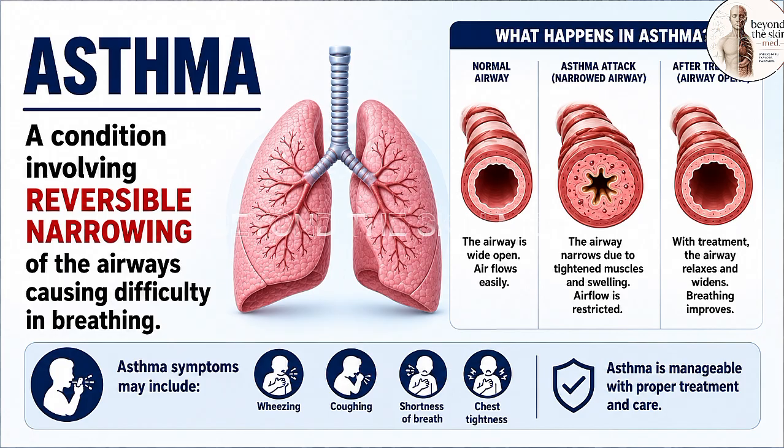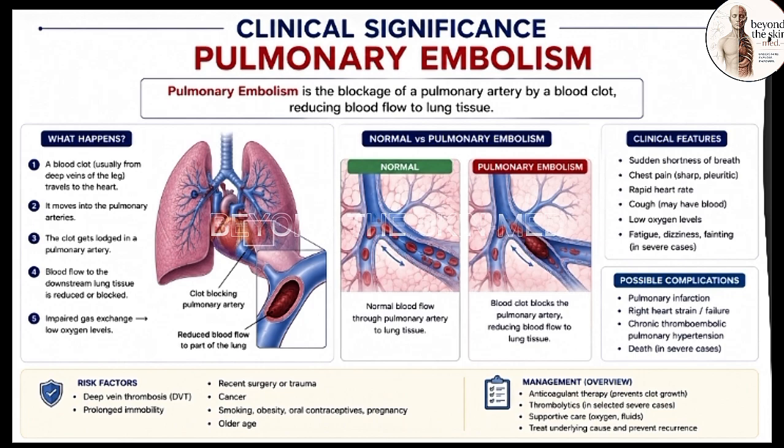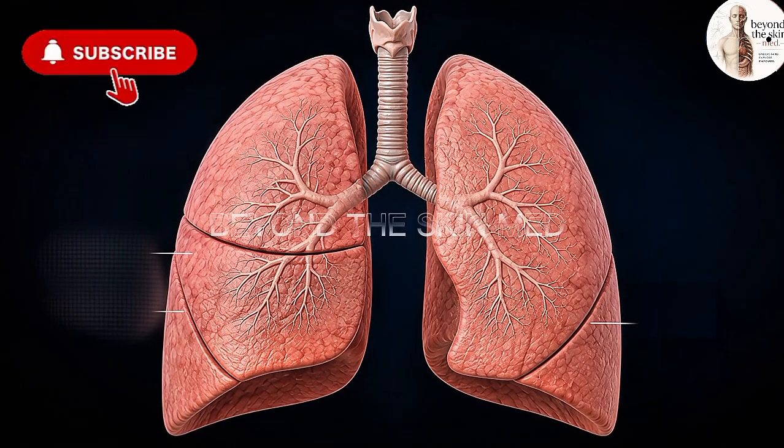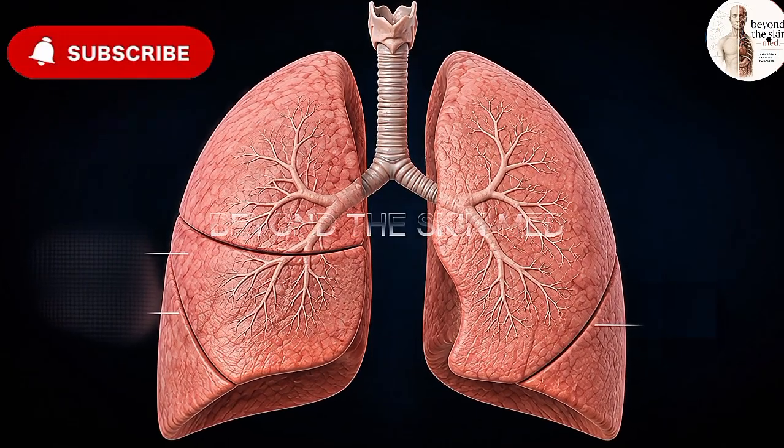Asthma. A condition involving reversible narrowing of the airways, causing difficulty in breathing. Pulmonary embolism. Blockage of a pulmonary artery by a blood clot, reducing blood flow to lung tissue. The lungs may look simple at first glance, but their anatomy is packed with fascinating details.